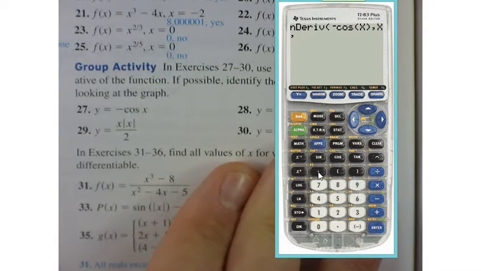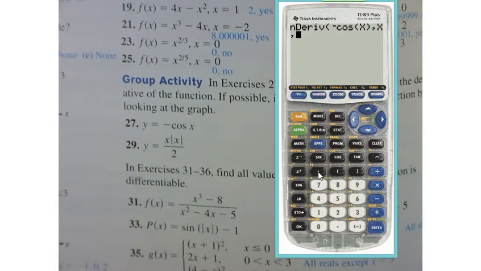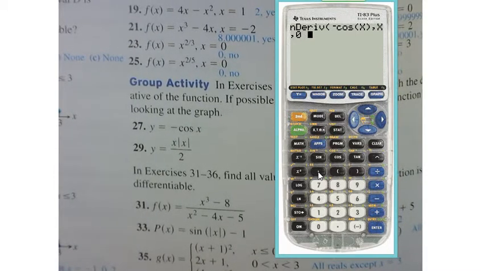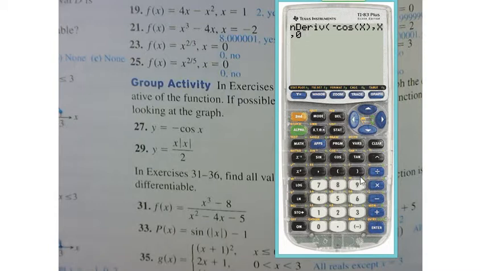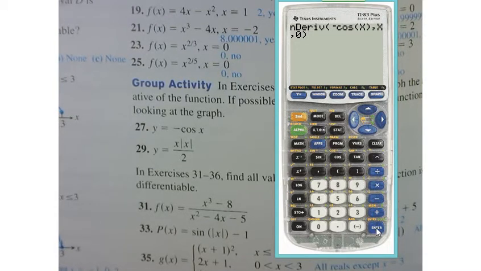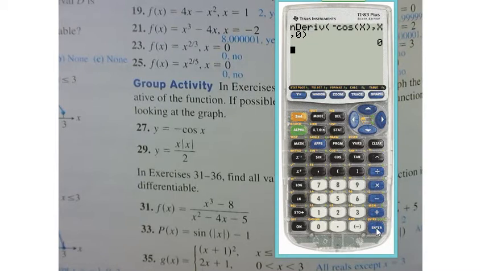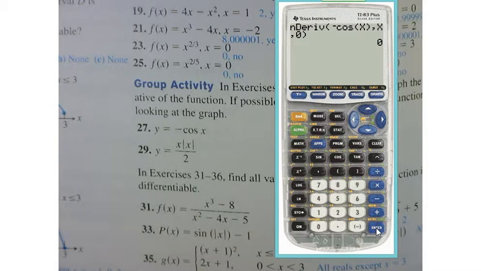In exercises 27 through 30, use nDeriv to graph the derivative of the function if possible. Identify the derivative of the function. Oh, okay, I see what we're doing. So the first thing we need to do is look at this. All right, so we're going to try to graph the derivative based on certain x values. So the derivative of cosine of x. Let's write this down. I'll show you how to do this real quick.